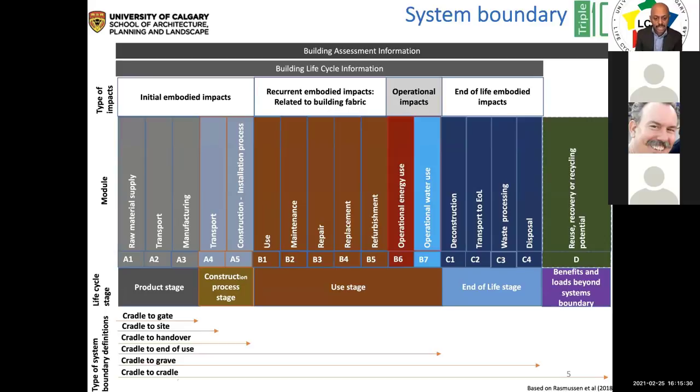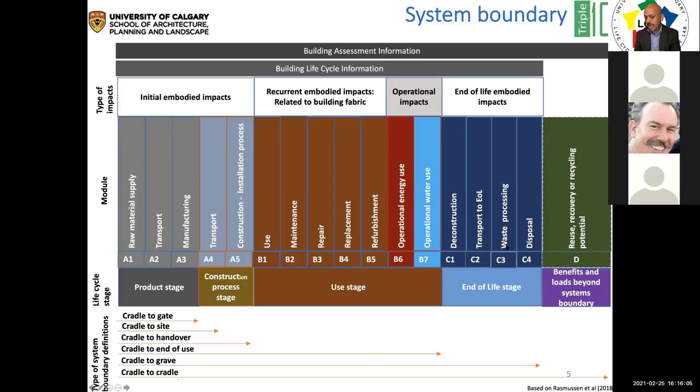So let's spend some time here. This is where you can see the full life cycle of a building, if it's really full life cycle, it covers all 16 modules. So from A1 to D, or from where the material is extracted, transported, the building is set up, installed, and you operate the building for, let's say, 50, 60 years. At the end of life, you demolish, deconstruct it, and so on.